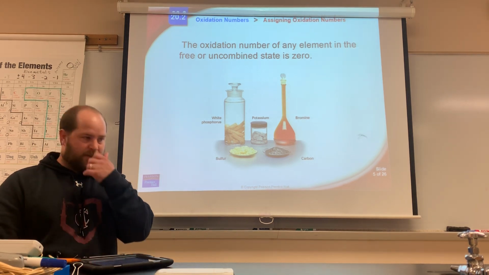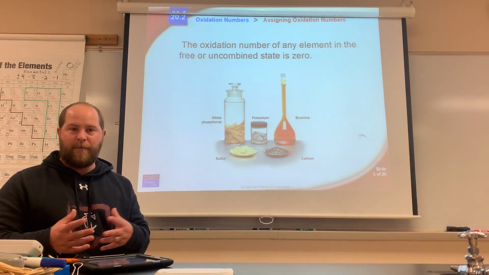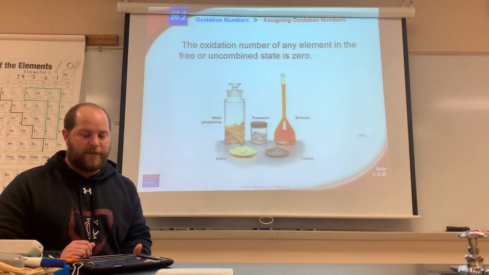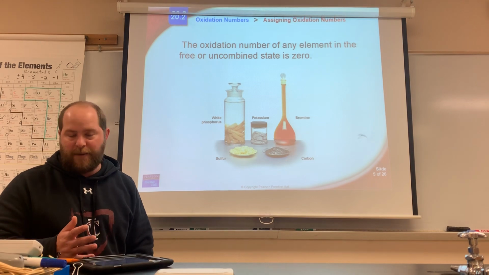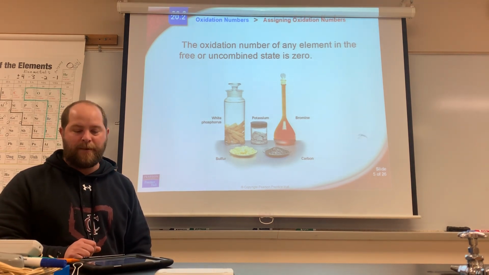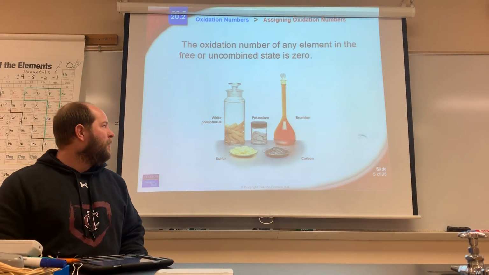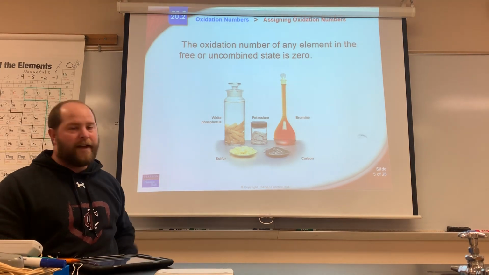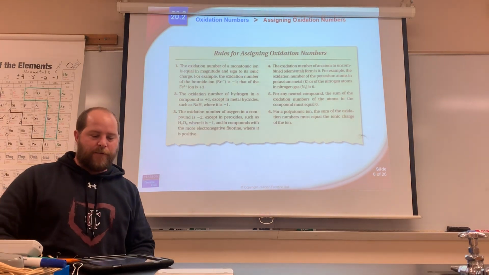I introduced this in the last video. If you have a pure element that isn't combined with any other element, the oxidation number is going to be 0. So if you have pure bromine, even though it might say Br2 because that's the formula for it, it's still uncombined. It's not with any other element. The oxidation number would be 0. So carbon would be 0 if you had pure carbon, pure sulfur, pure potassium. That's one of the very first rules. So let's go through this list of them.